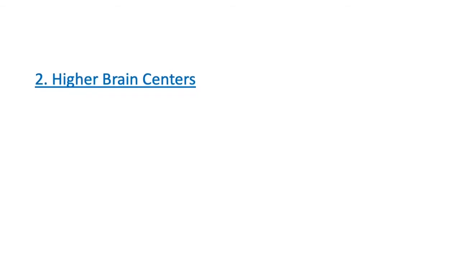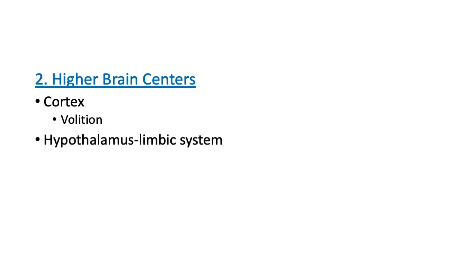Additional respiratory centers are found within higher brain areas, such as the cortex. You can voluntarily hold your breath up to a point, and this is called volition. In addition, emotions and other conditions can influence your respiratory rate, and this is done through the hypothalamus limbic system. When you touch something cold, you gasp. When you're excited, your respiratory rate will increase. When you're angry, you hold your breath.